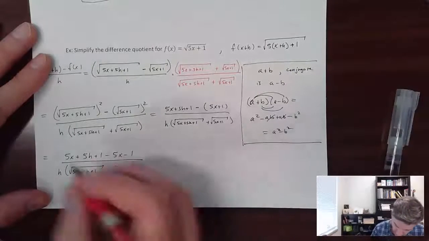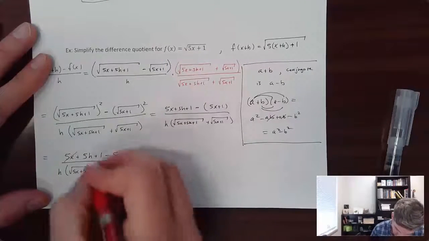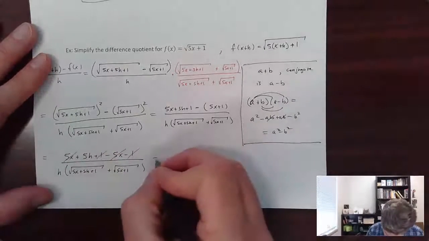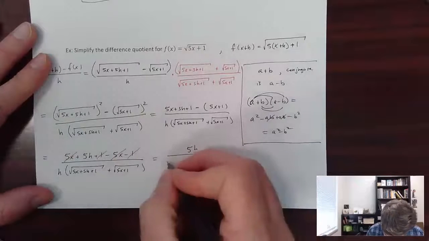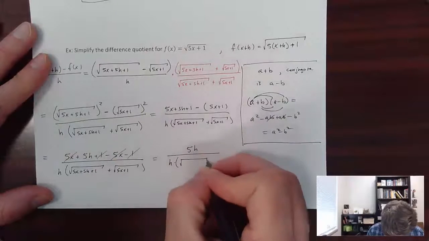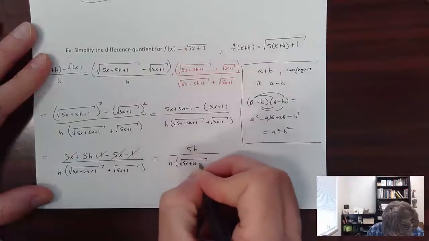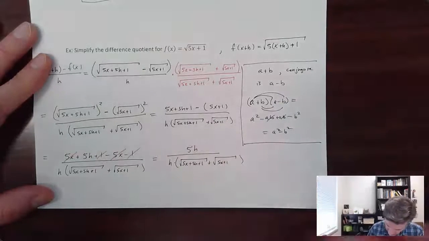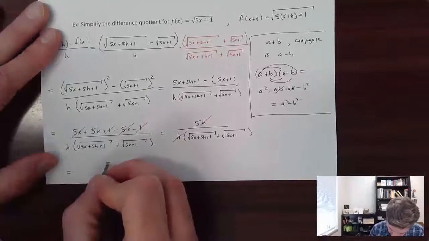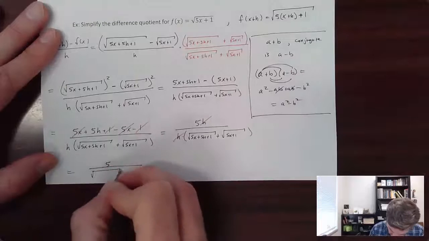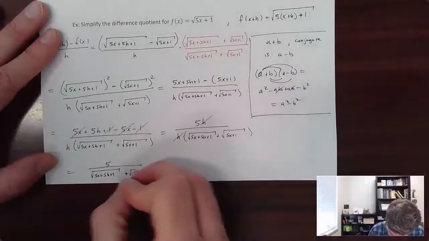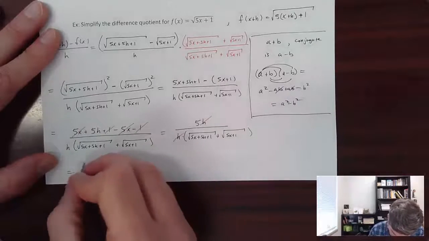The 5x's cancel, and the 1 and the negative 1 cancel. Not surprisingly, the only thing we're left with has an h in the numerator. So we have 5h over h times the square root of 5x plus 5h plus 1 plus the square root of 5x plus 1. And finally, the h's cancel, like we expect them to. And you're left with 5 over the square root of 5x plus 5h plus 1 plus the square root of 5x plus 1. And that is our final answer.